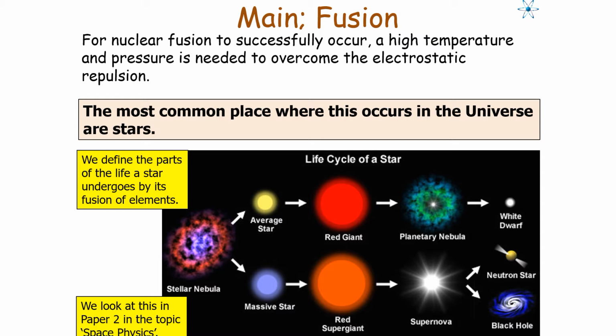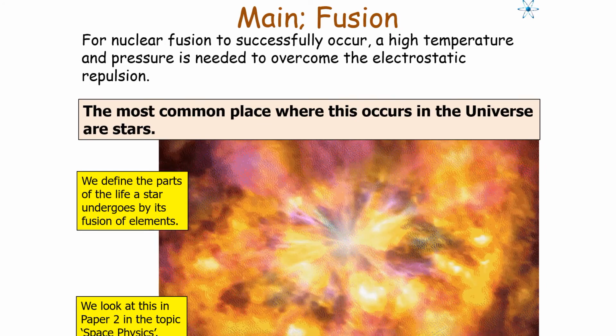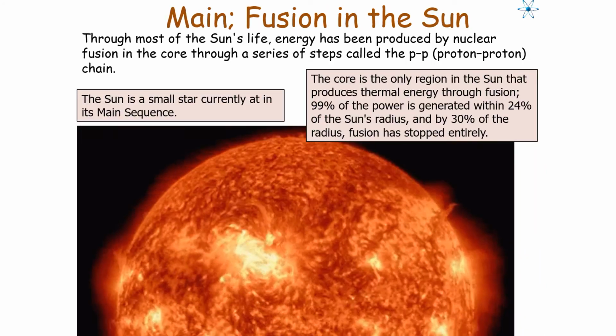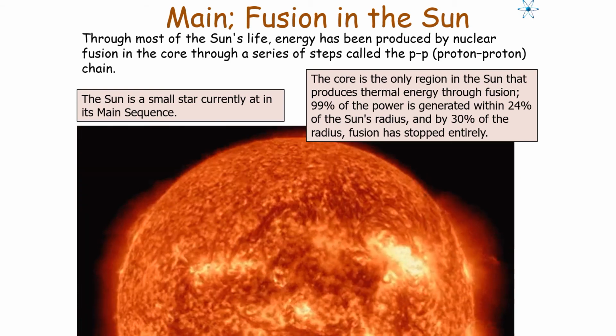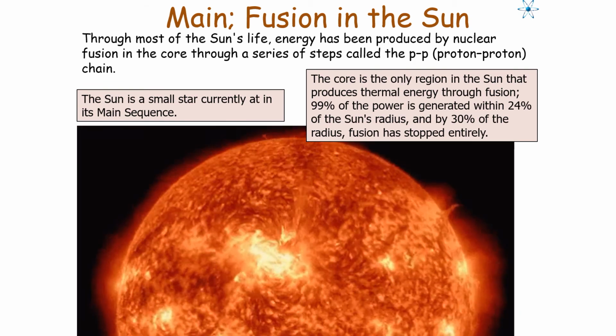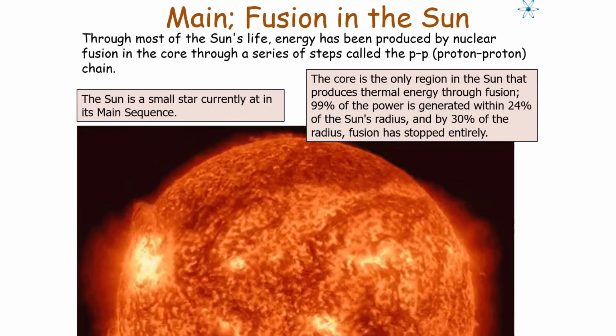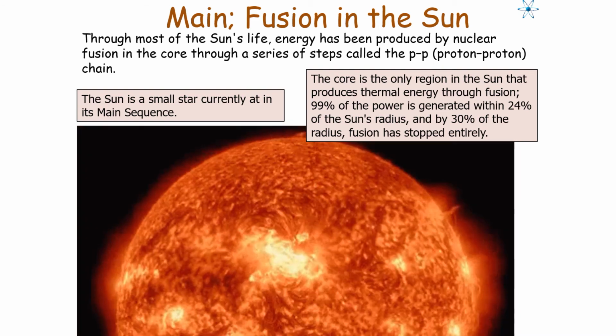So we can look at the particular different types of stars in our universe by the different nuclear fusion of elements they are carrying out. Now it's important to note that the Sun has been producing energy by nuclear fusion in its core through a series of steps called the proton-proton chain. Now the Sun is actually quite a small star, which is in its main sequence process.